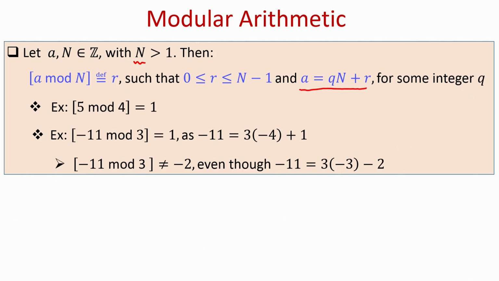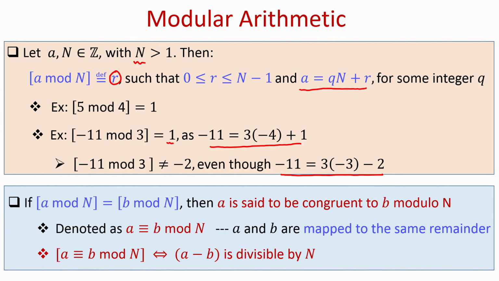In the same way, minus 11 modulo 3 is 1, because 1 is in the range 0 to 2, and minus 11 can be related to 3 by this relationship. Namely, minus 11 is 3 times minus 4 plus 1. It turns out that I can write minus 11 in another form as well. Namely, minus 11 is equal to 3 times minus 3 minus 2, and hence one might feel that minus 11 modulo 3 should be minus 2, but that is not the case, because as per our definition the remainder r should be in the range 0 to n minus 1. That is why minus 11 modulo 3 is 1, not minus 2.